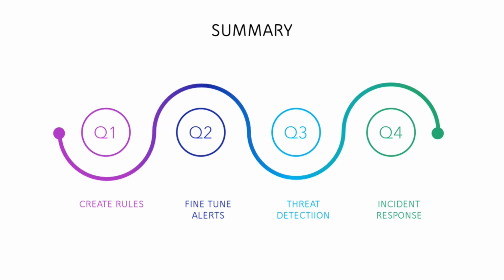We have now completed the first part of this training. So far, we have seen how to create correlation rules, how to fine-tune alerts, how to use threat detection capabilities, and finally execute incident response commands to stop an active attack.